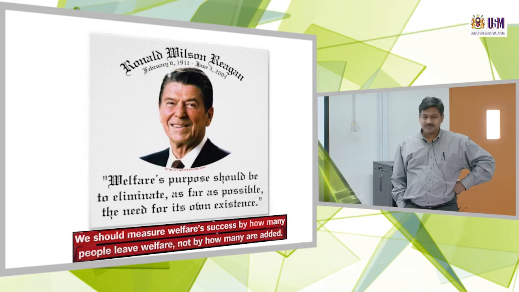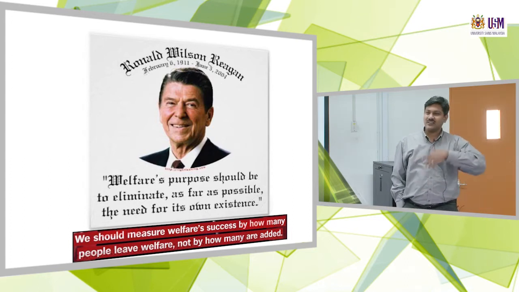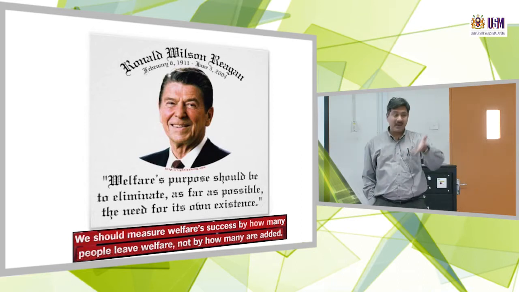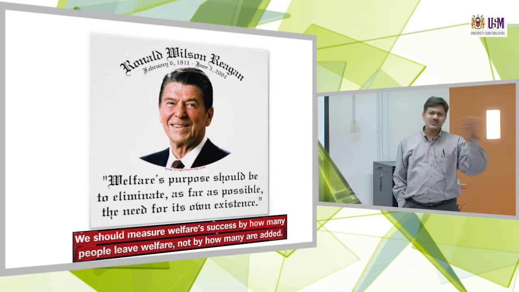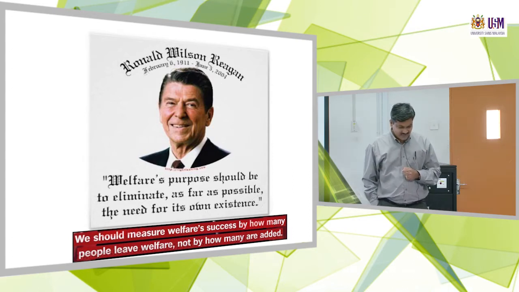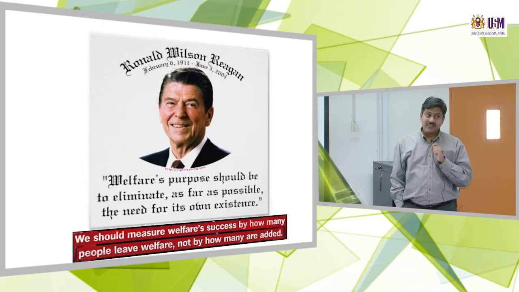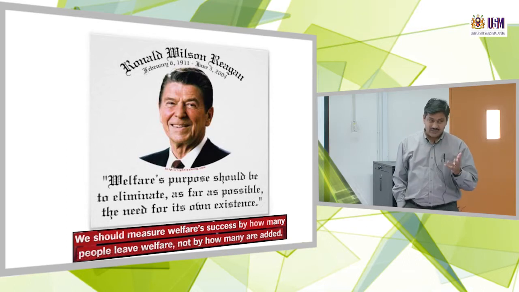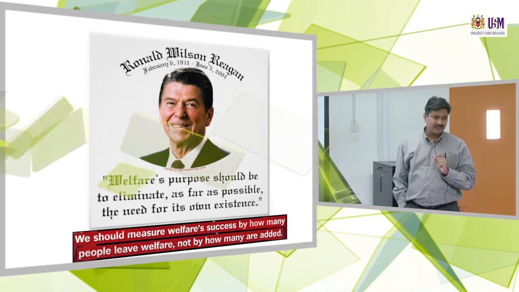This is what he says. Welfare's purpose should be to eliminate, as far as possible, the need for its own existence, so that people on their own don't really depend on each other, or especially state, market, family, or whatever. So that there's no need for a welfare department. People can take care of themselves. Very interesting. We should measure the success of welfare, or the Department of Welfare, or social welfare policies, how? By how many people leave welfare, not by how many are added.